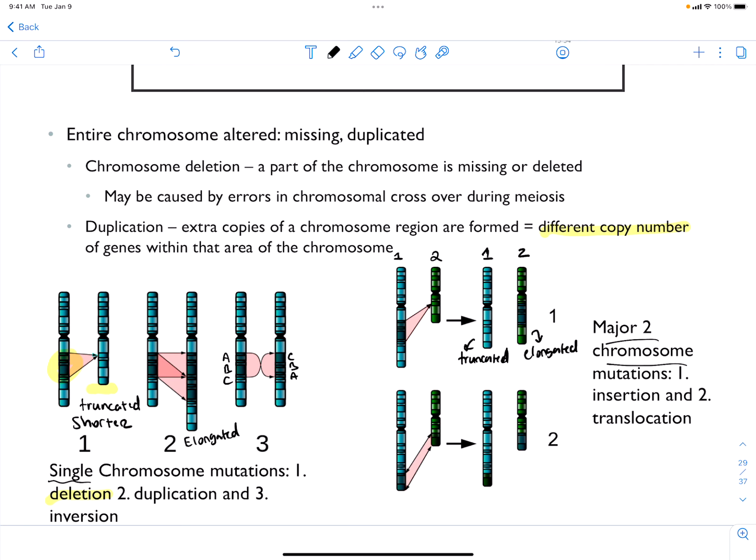Or you can have a translocation. And a translocation is going to be where you take a piece of each chromosome and they swap. And so these chromosomes keep their size. However, a gene or sections of the genes have moved from one chromosome to another, so they swapped information.